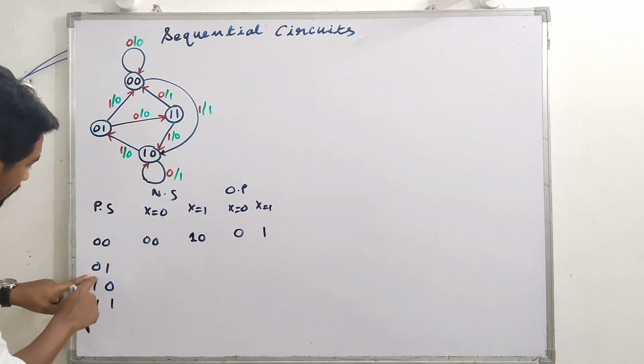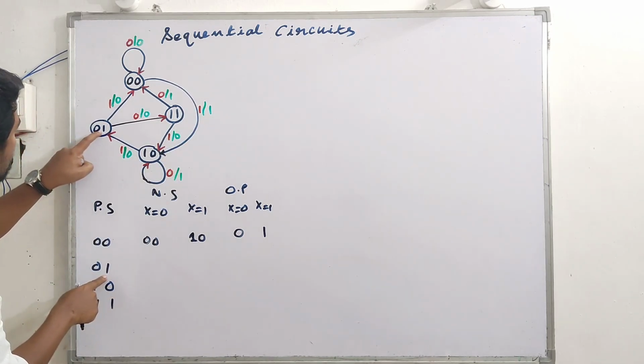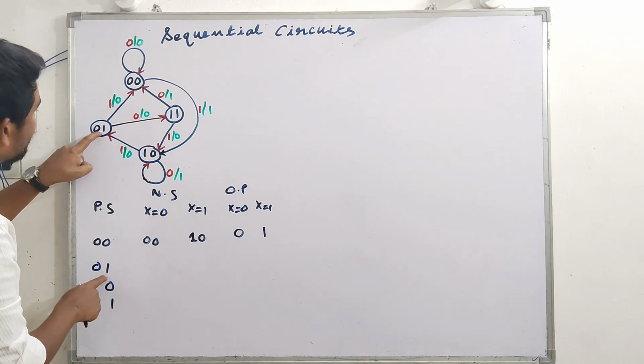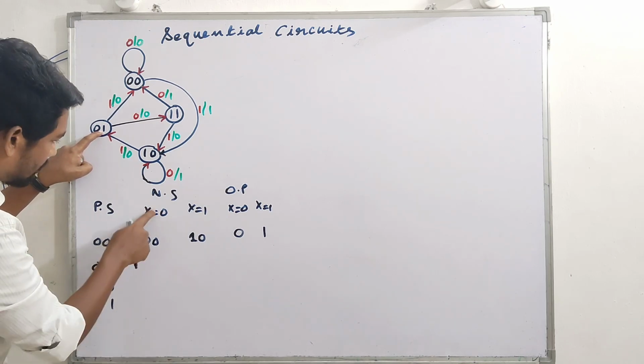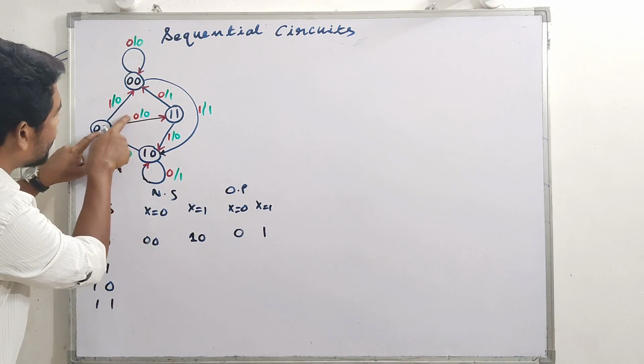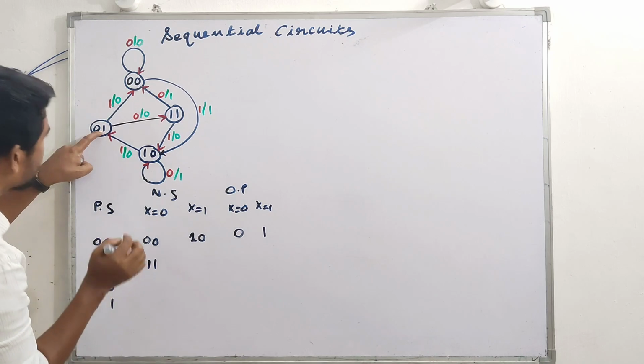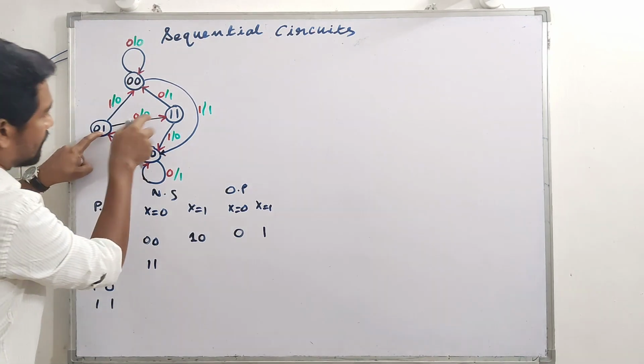All right, the next one, 01. Talking about this state, present state is 01 with x equal to 0, this is the input. The next state will be 11, and the corresponding output is 0.